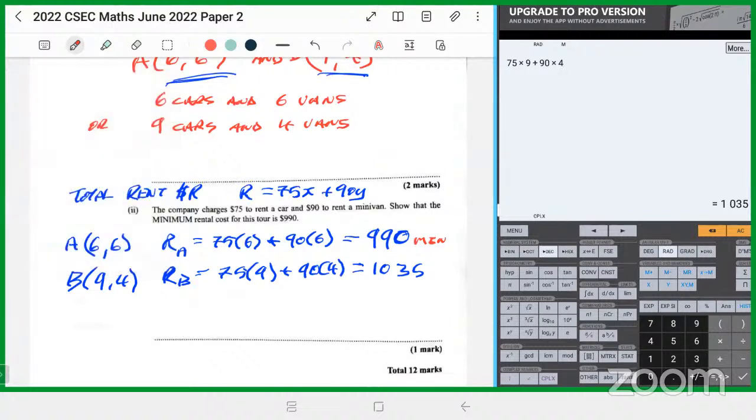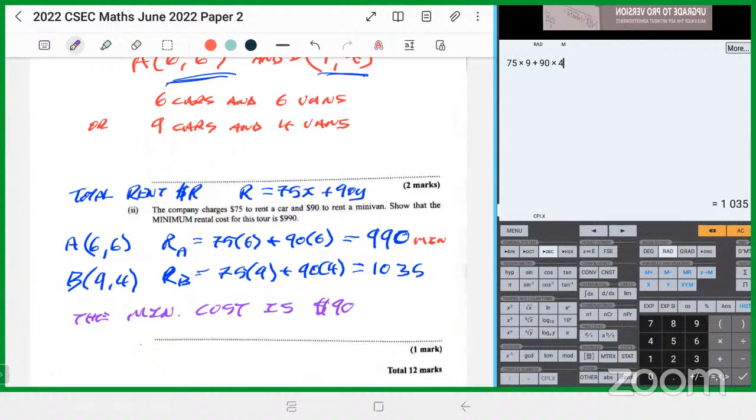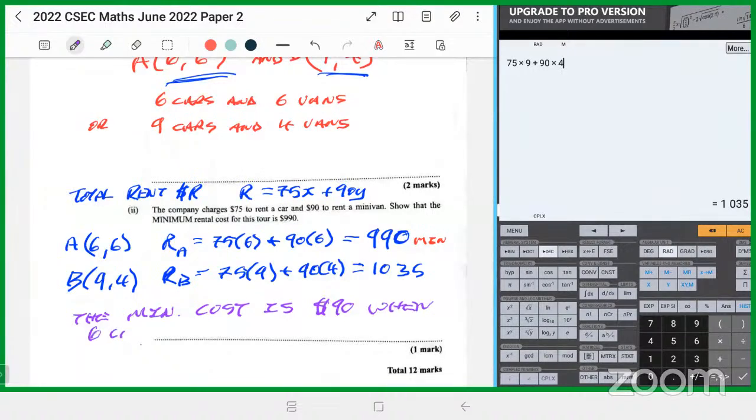All right, let's write it in purple. The minimum cost is $990 to carry 60 persons on a tour when 6 cars and 6 vans are used.